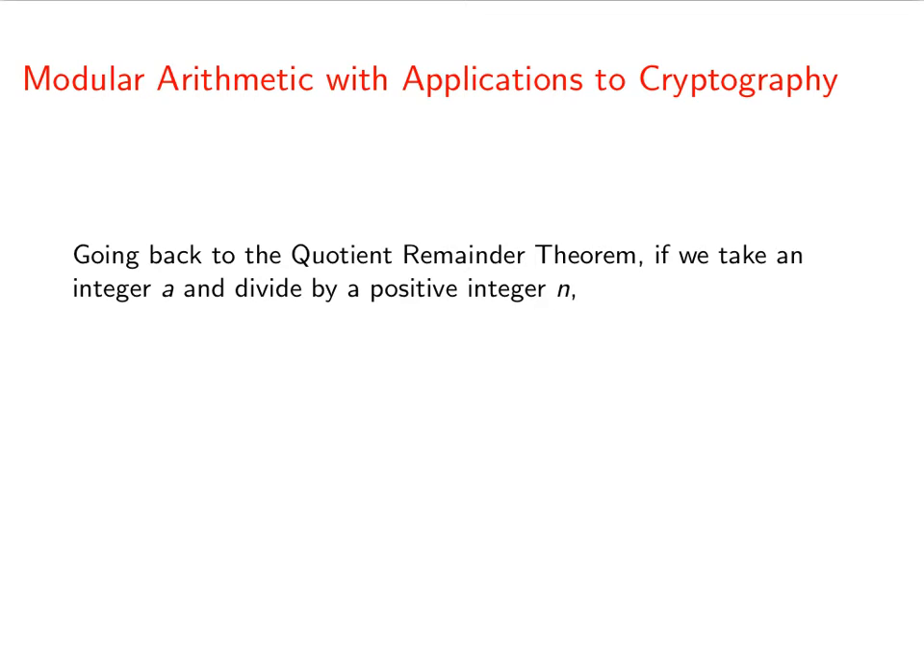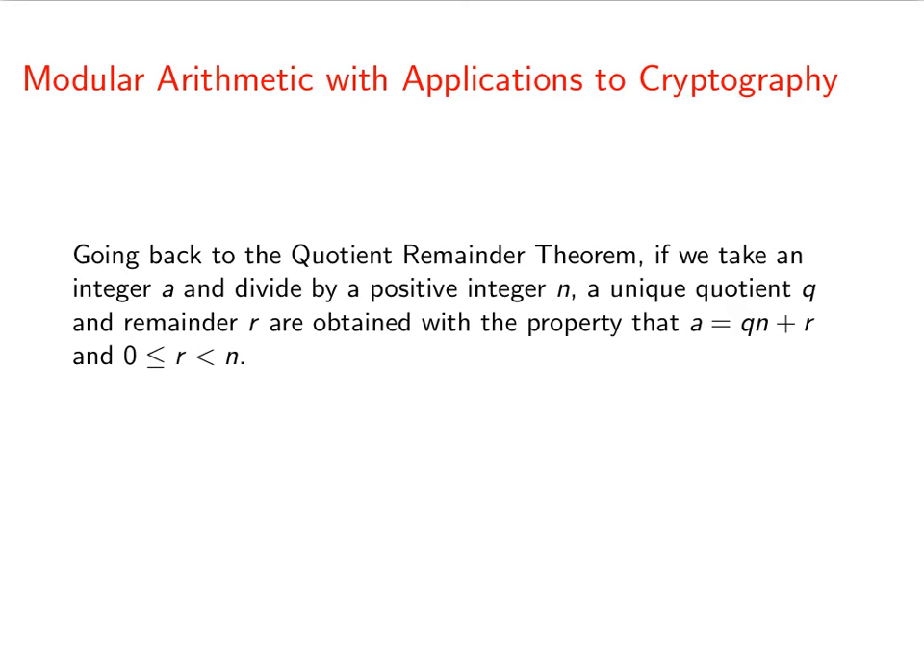Now if we go back to the quotient remainder theorem, if we take an integer a and divide by a positive integer n, then we get a quotient and a remainder, a unique quotient and remainder. This quotient and remainder has the property that a is equal to qn plus r, and r is between 0 and n. Of course, we can't have r equaling n.